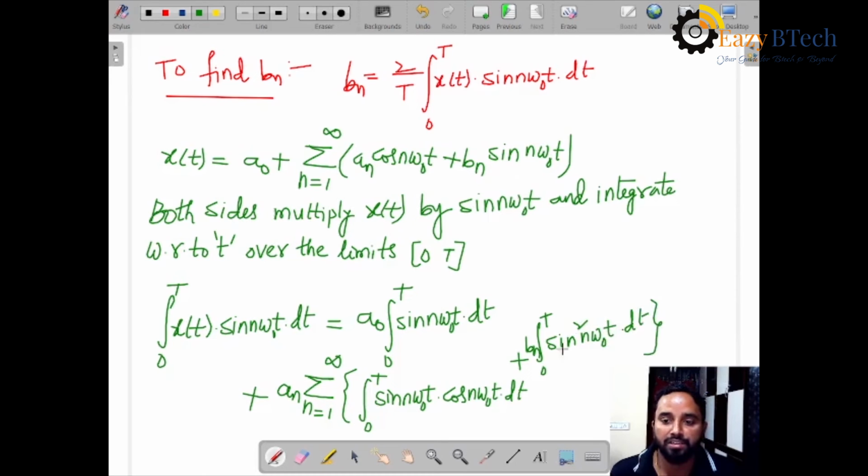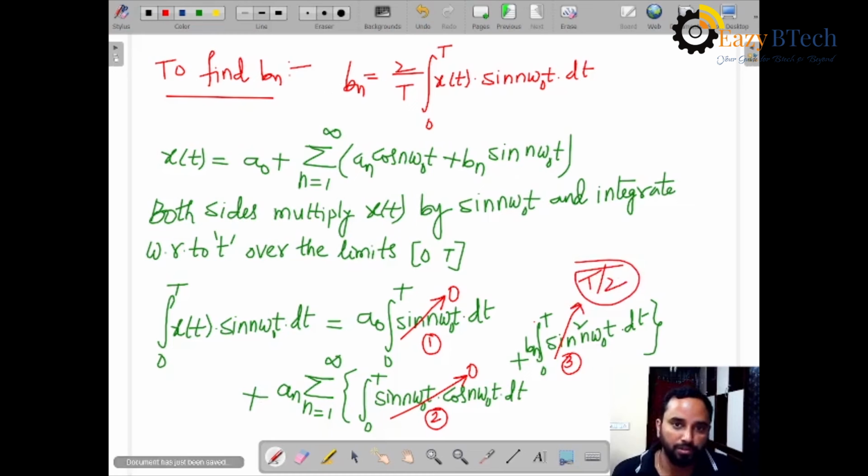So again we have three integrals on the right hand side. Suppose this is integral 1, the second integral and the third integral. Out of three, this first integral we already know is 0, and the second integral is also 0. The third integral value is T by 2. We have already done this, and we are using it now.